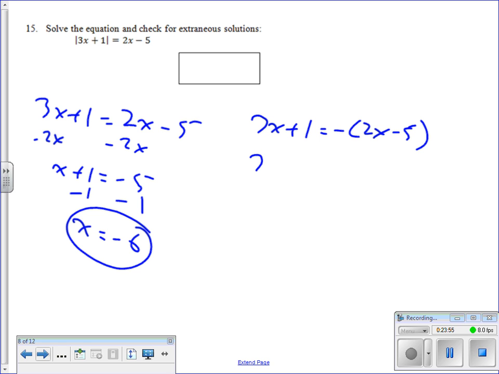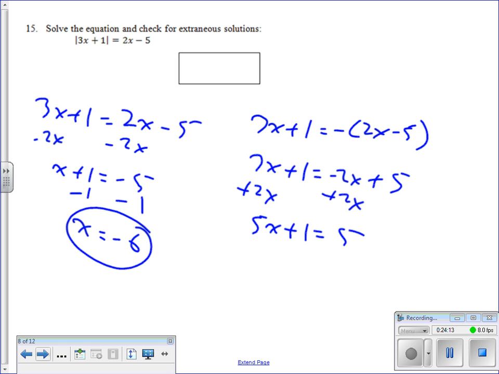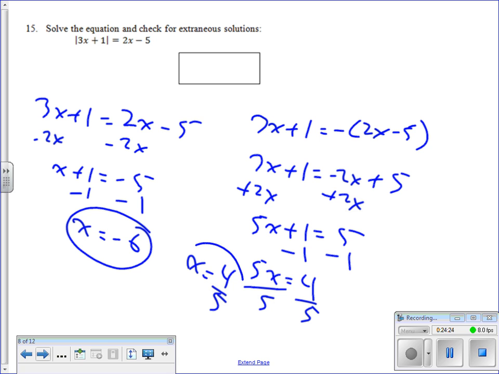Distribute the negative. 3x plus 1 equals negative 2x plus 5. Distribute the negative all the way across. Add 2x. 5x plus 1 is equal to 5. Subtract 1. 5x equals 4. Divide by 5. x equals 4 fifths. Is that right?